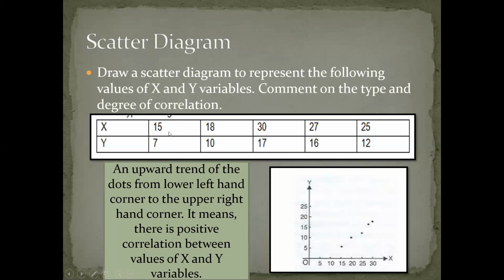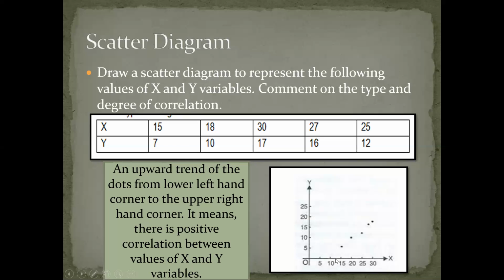When we plot this combination, x 15, y 7, we are going to get this point, first point. Then x 18, y 10, the second point. Then x 30, y 17, third point. x 27, y 16, fourth point. And x 25, y 12, the last point.